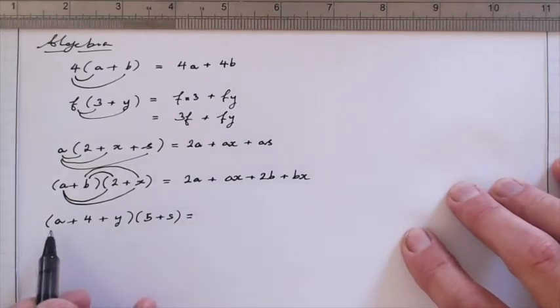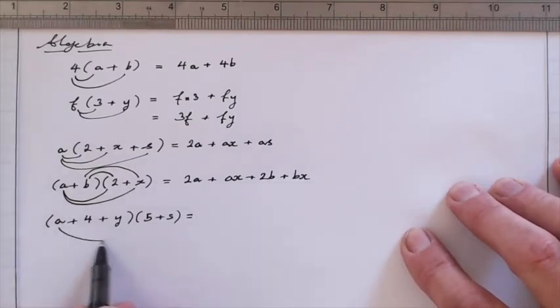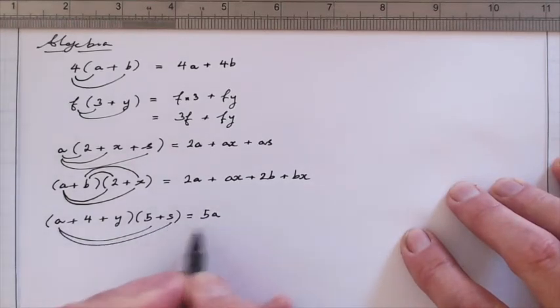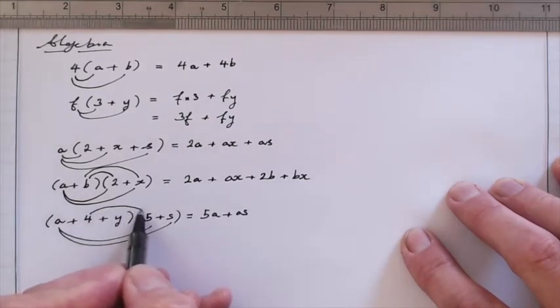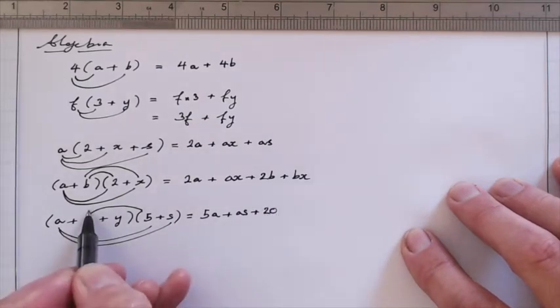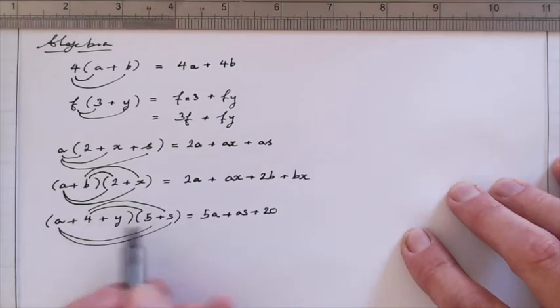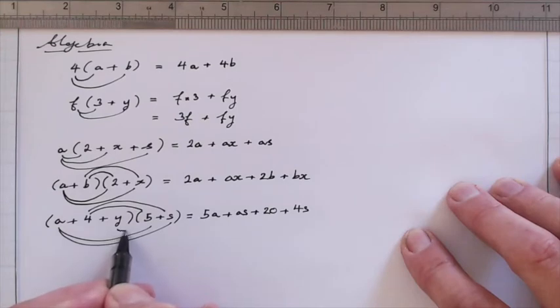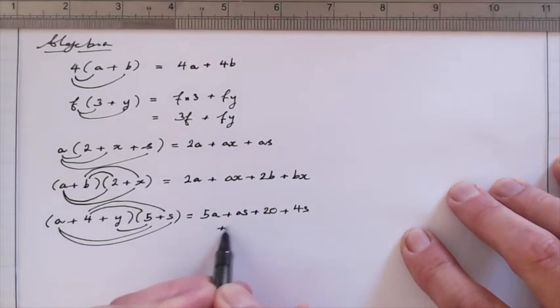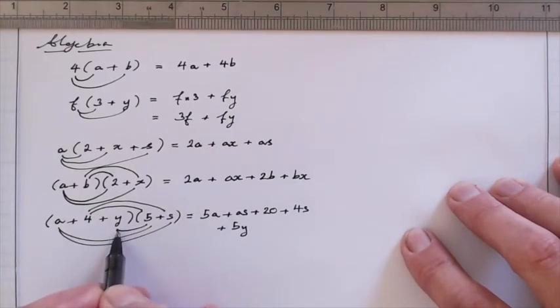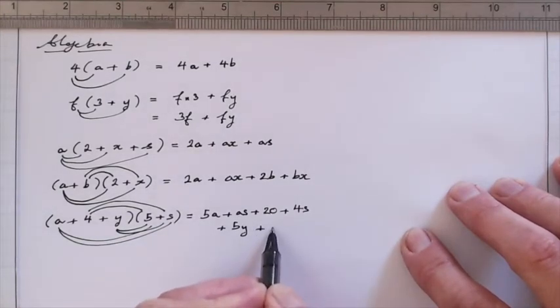So we're just going to go term by term. A times 5 we'll write as 5a. A times s. And then we go to the next term. We have plus 4 times 5, which is 20. Then we go to the next term, and we have plus 4 times s. And then we have the last term, y times 5, which we can write as 5y, just because we like to put the number before the symbol. And finally, we have y times s.